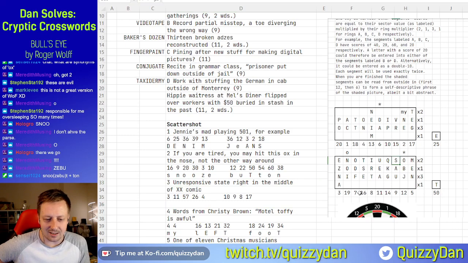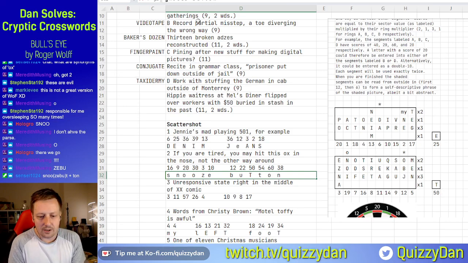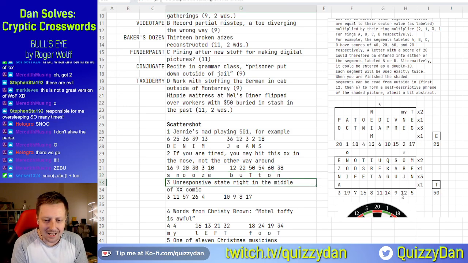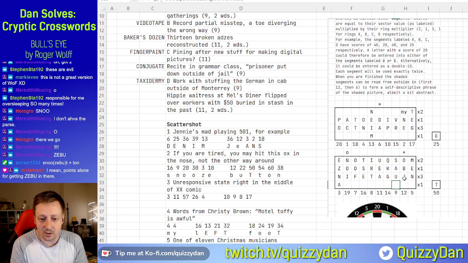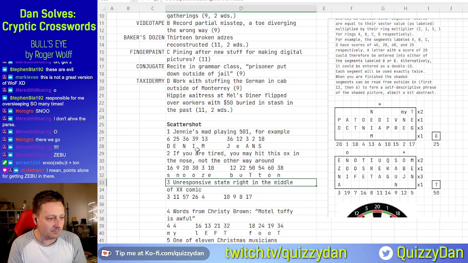Can we put any of those letters in? Single 16 for the S, that's fine. Triple 3 maybe for the N. Oh no, the N could go there. Have we got triple 3 yet? Yeah, it can't go there. That has to be a single 9. Has to be an N there. There we go. We can put that in for snooze.